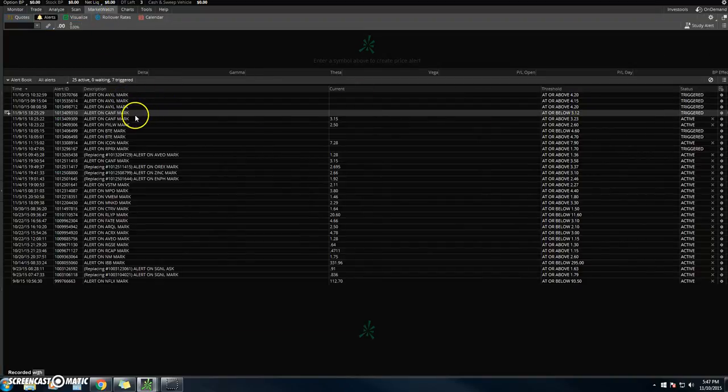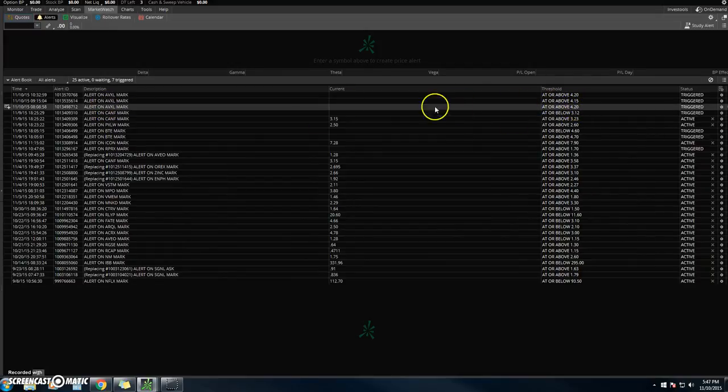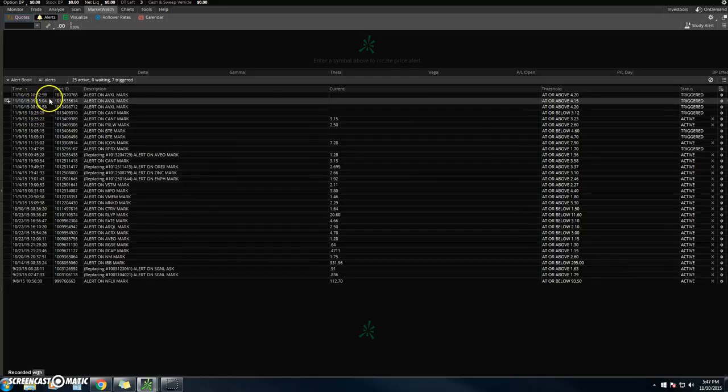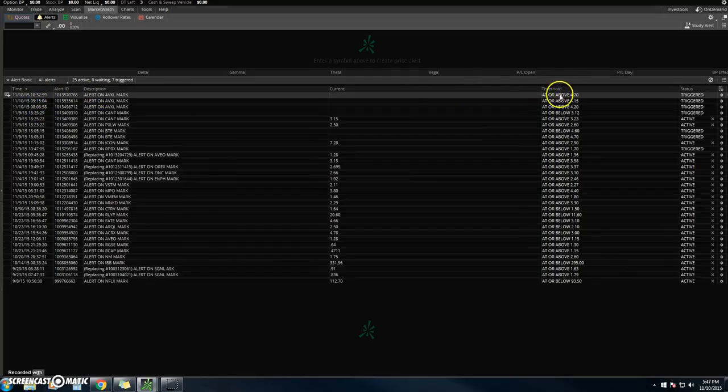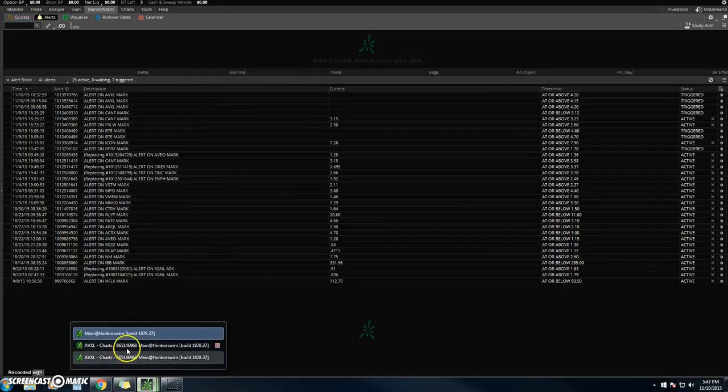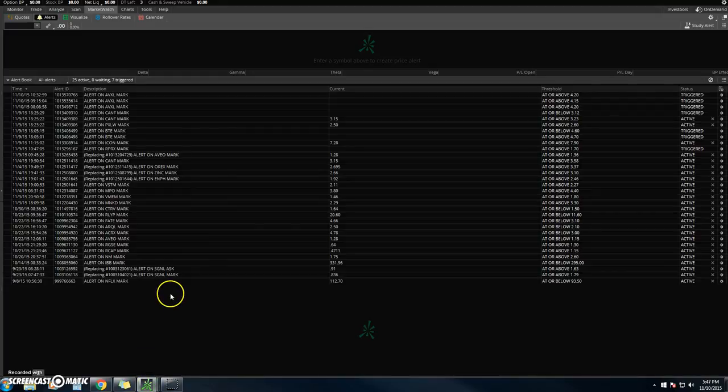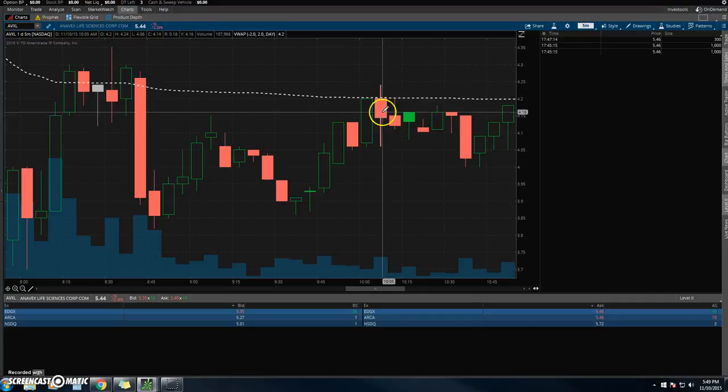So we can even take a look and see what time. You can see I have a bunch of alerts here, but let's see. Yeah, 4.20 triggered at 10:32:59. So we'll go back to that chart. Okay, and as I mentioned before, it is basing along right under the VWAP.